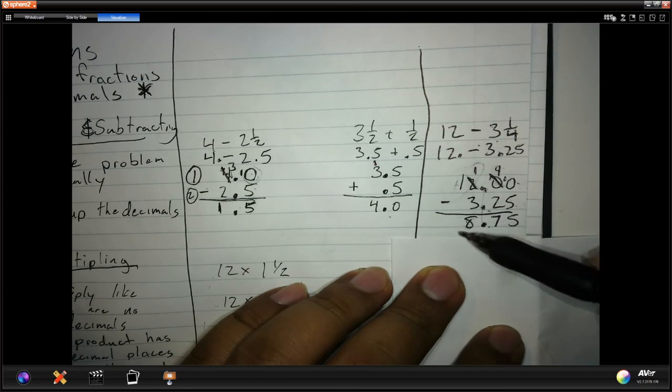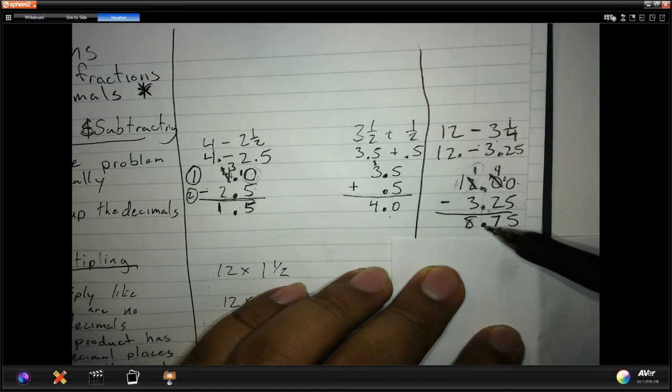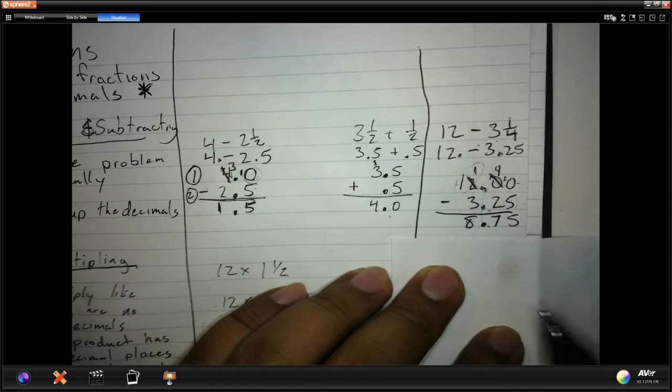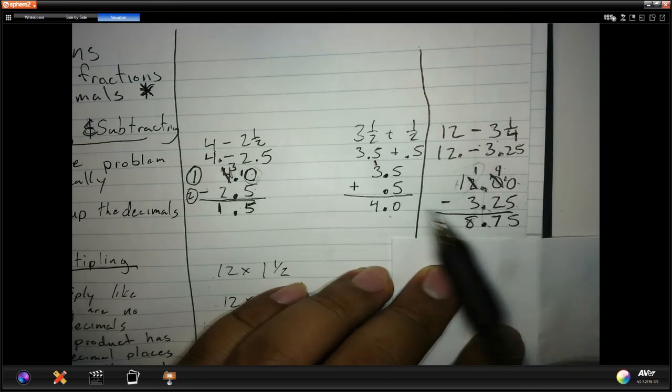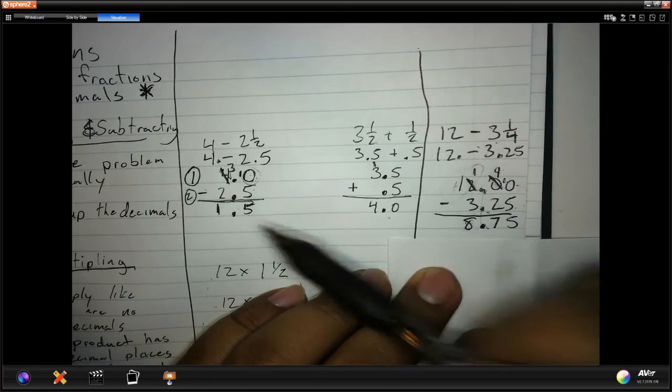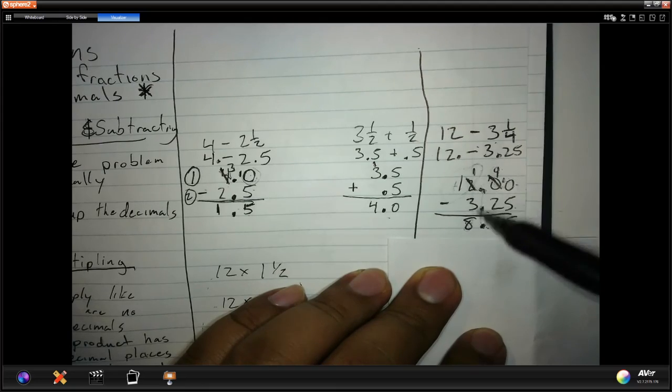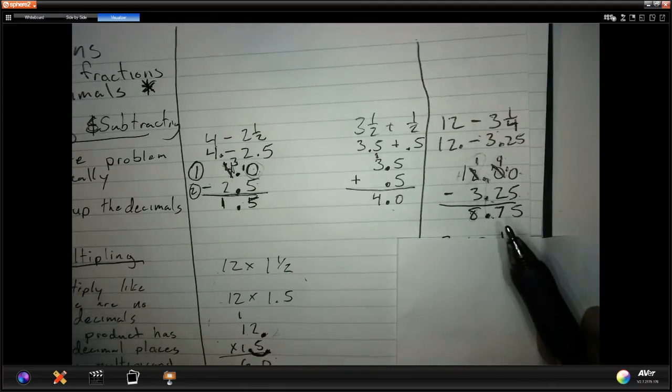So our answer is not 875. It's 8.75. Okay, so we need to bring that decimal, line it up perfectly. Either if we're adding or subtracting, those decimals need to be lined up perfectly when we're adding or subtracting.